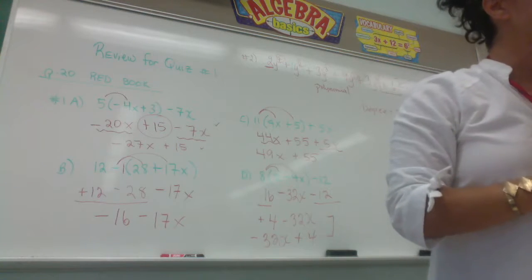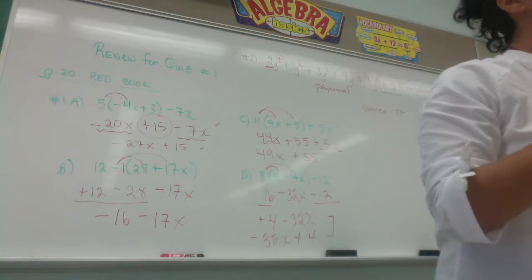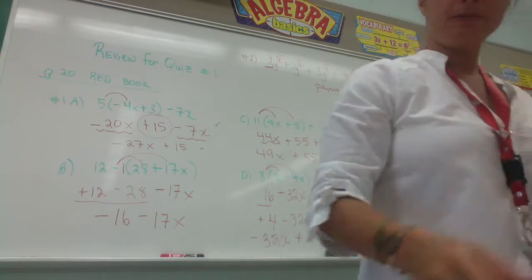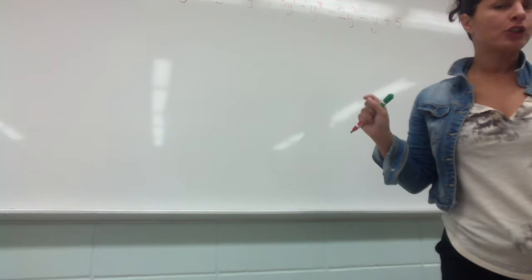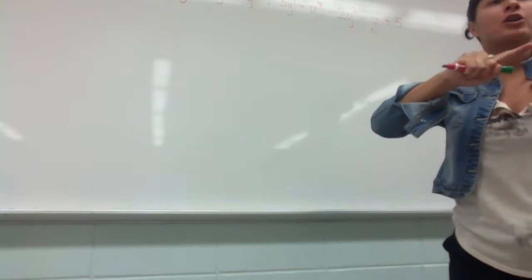It's the same question, but before you do it, I need you to simplify. Put the like terms together and then answer the questions. Okay? So I'm going to continue to correct page 20. I'm on number 3. And before you can answer the questions, how many terms, what are the coefficients, you have to simplify.